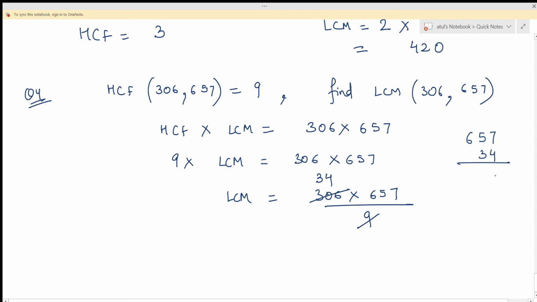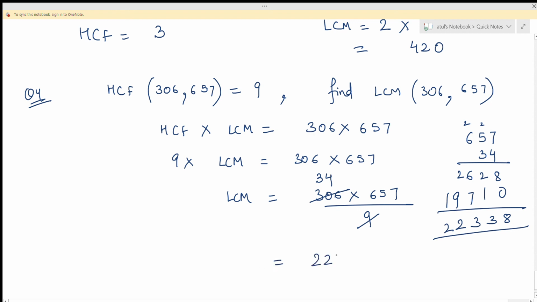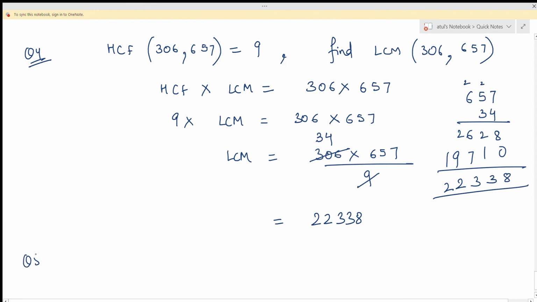4 sevens are 28, 2 carry over, 22, 2 carry over, 26, 3 sevens are 21, 2, 17, 1 carry over, 19. So 8, 3, 3, 1, 12, 1, 2. So the answer comes out to be 22,338. Let us check also if it is correct or not. Yeah, that's correct.